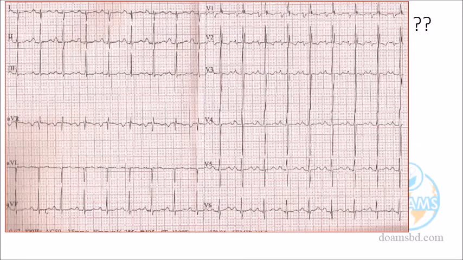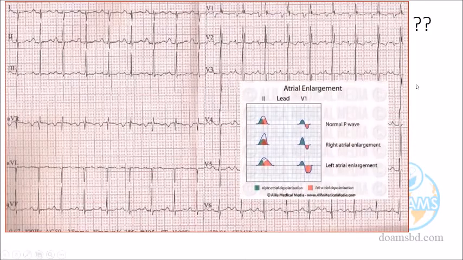You can check many leads, not only V1 and lead 2. You can find the features in other leads also. Suppose in lead 1 you see some P wave changes, lead 2 showing something. Look at V1. V1 is biphasic. The positive and the negative portions, which is bigger? Negative deflection. So again compare this and give your answer now.